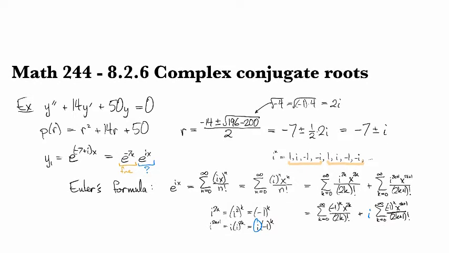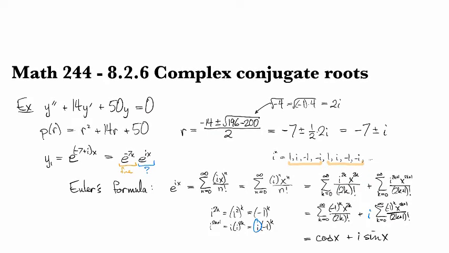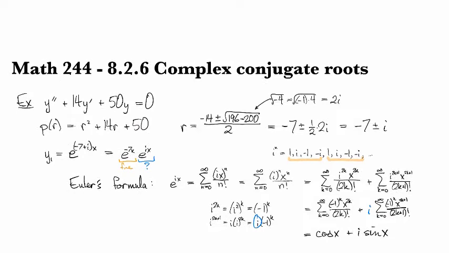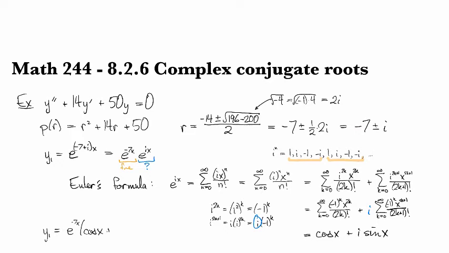And then if you remember your Calc 3, this is the power series for the cosine of x. And this is the power series for the sine of x. So we now have a lovely way to make sense of our formula here. So y1 is going to be e^(-7x) times (cosine x plus i sine x). And that still is sort of dissatisfying, right?